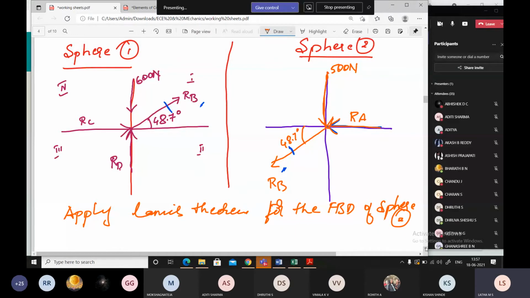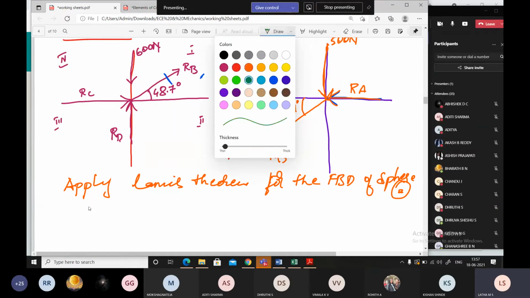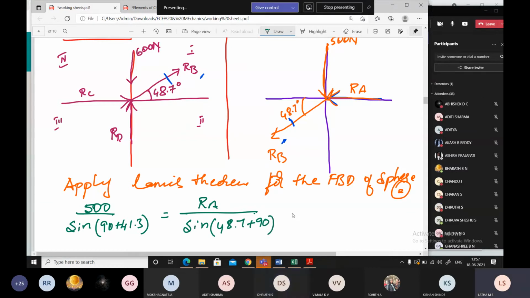Now give me the values one by one. 500 by sine of 90 plus 41.3 equals, next, RA divided by sine of 90 plus 48.7, then RB by sine 90. Now solve for it. What is RA and RB?